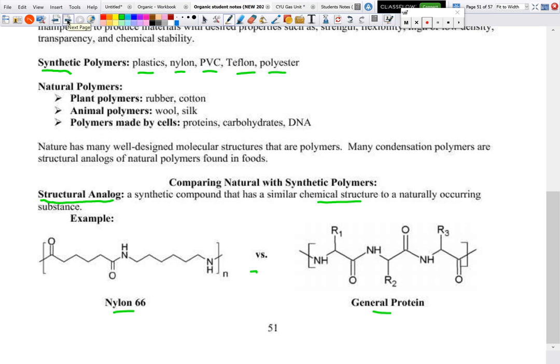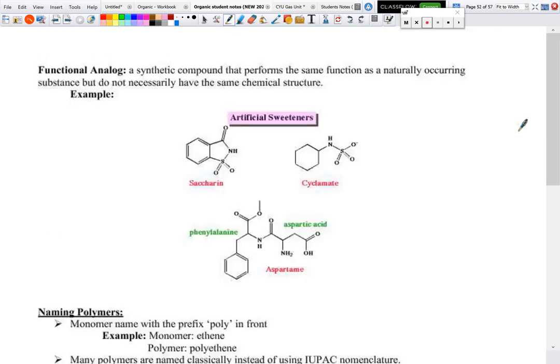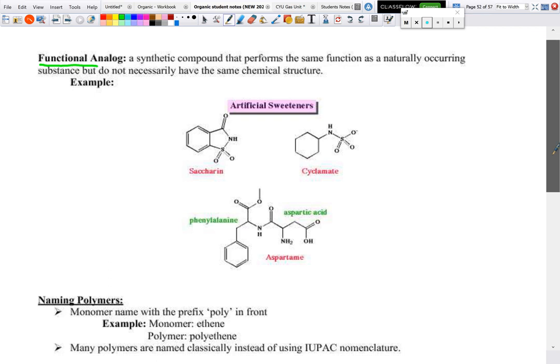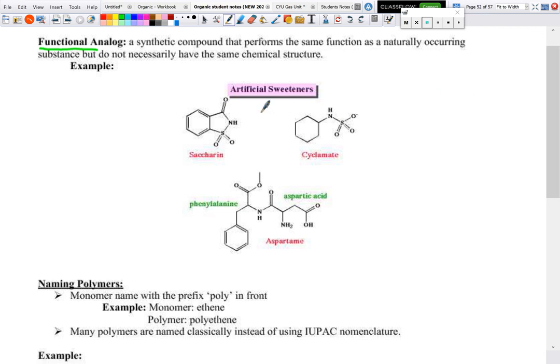Now the other type of polymers that you can get is something called a functional analog. This is a synthetic compound that performs the same function as a naturally occurring one, but obviously they're not the same at all. So for example here, these aren't polymers, but this gives you an idea of artificial sweeteners. We have three different artificial sweeteners right here, and we can tell that they're all very different in what's in them.